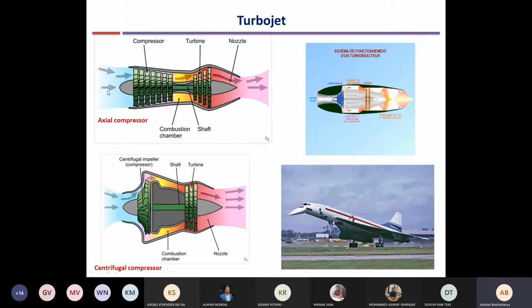So it increases the pressure and temperature of the fluid. The main idea is to increase the pressure of the fluid so that less compression is needed in the compressor. Some compression is done by the diffuser itself.